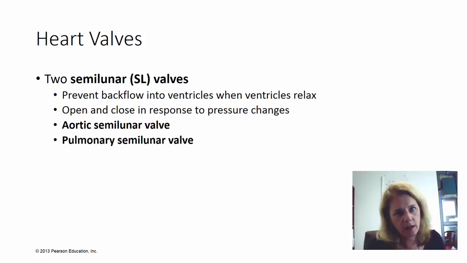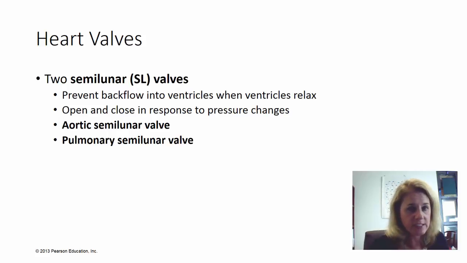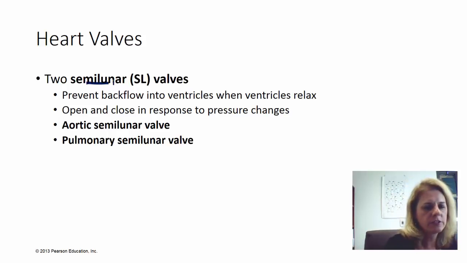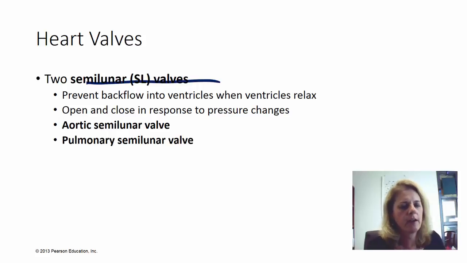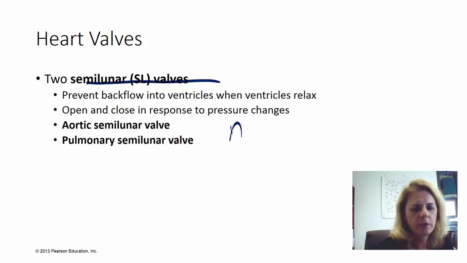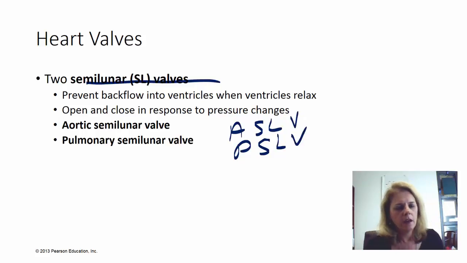All right, so the aortic valve and the pulmonary valve are called semilunar valves because they look like little half moons. So they're called the SL or semilunar valves. So you have the aortic semilunar valve and the pulmonary semilunar valve. A lot of times I'll just abbreviate that as aortic SLV and pulmonary SLV. These semilunar valves prevent backflow into the ventricles. So the AV valves prevent backflow into the atria, and the semilunar valves prevent backflow into the ventricles.